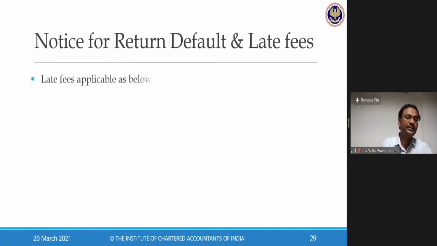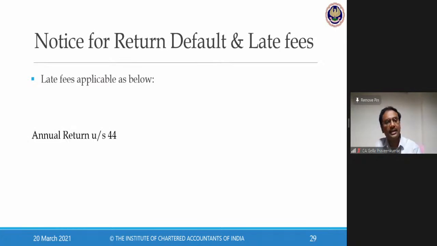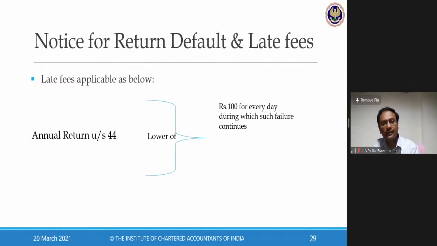So what if in case of an annual return? Now this is one fantastic provision. If you have to file my annual return under section 44, but do not file, the lower of 100 rupees per day under CGST, 100 rupees per day under SGST, 200, or 0.25% of the turnover in the state.